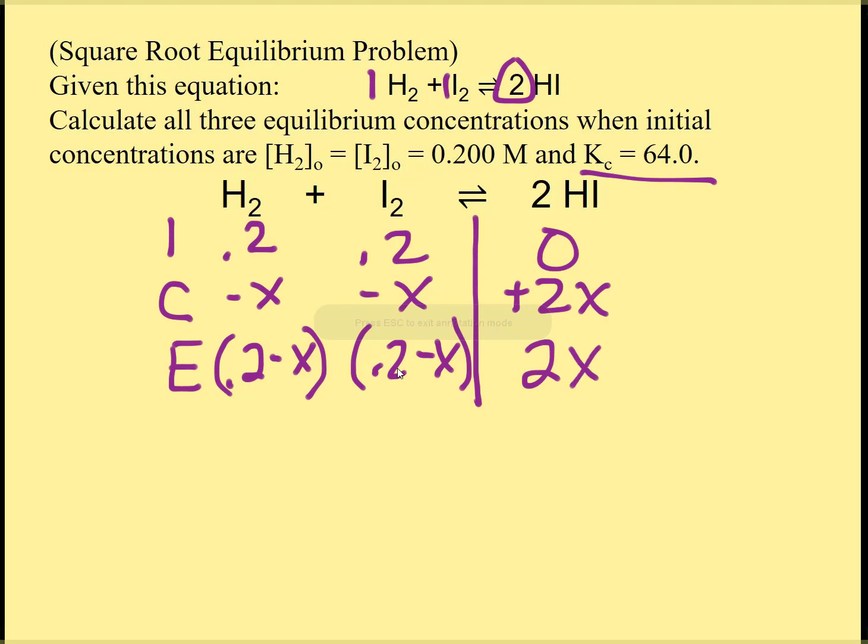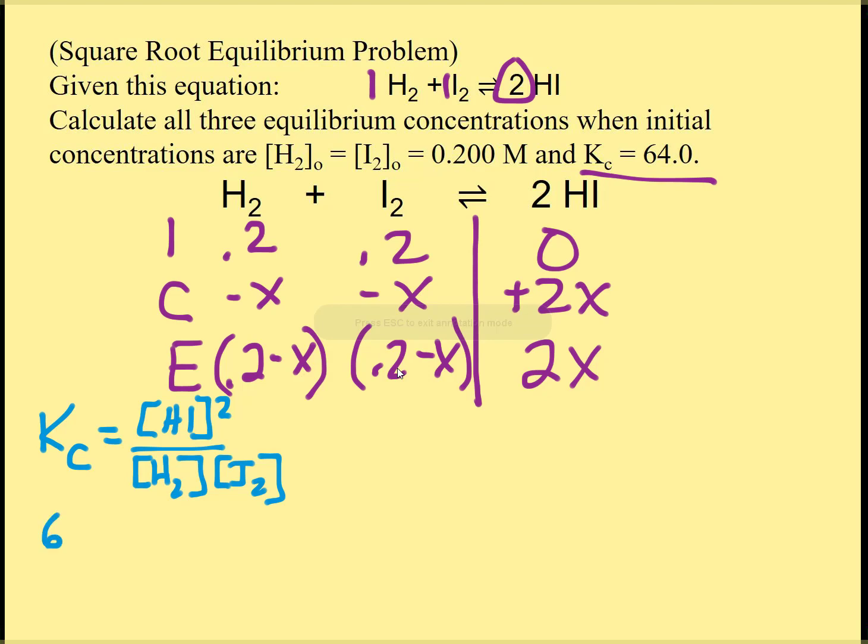Let's write our equation. So we have Kc equals products over reactants. And then I can fill in what I know. And I do know what my Kc is. It's 64. And my HI is 2x. And then each of the values down here is 0.2 minus x. And I end up having both of them. You can write it like that, or you could write it out.